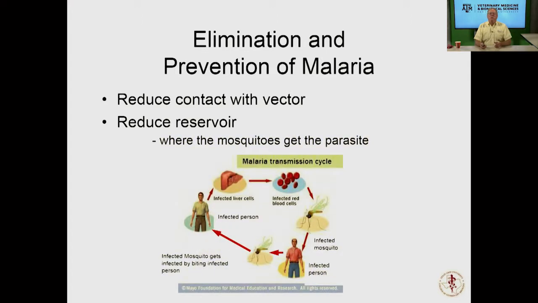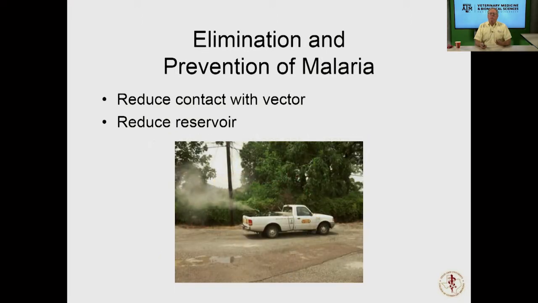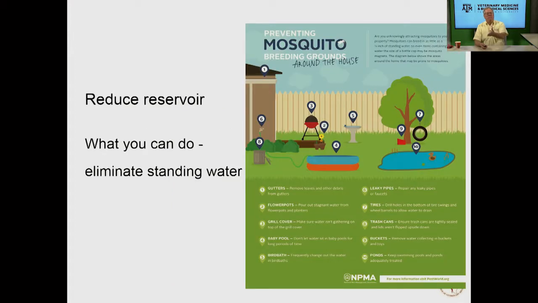Reduce the reservoir. Remember, it's people that are the reservoir. Well, one of the things about the reservoir is we want to keep people from getting bit by mosquitoes that have the parasite. So one of the ways is to reduce contact with the vector. There's lots of ways that you can reduce this vector.